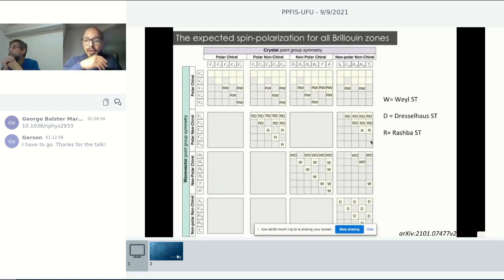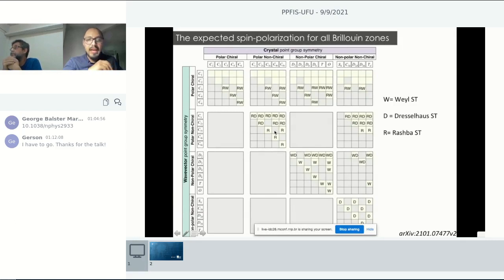And when we have gray color, this means that there is no K point with this specific symmetry in the Brillouin zone of the compound. Now, we also put here some letters W, D, and R that stand for the kind of spin polarization pattern we expect for each of these specific wave vector point group symmetries.